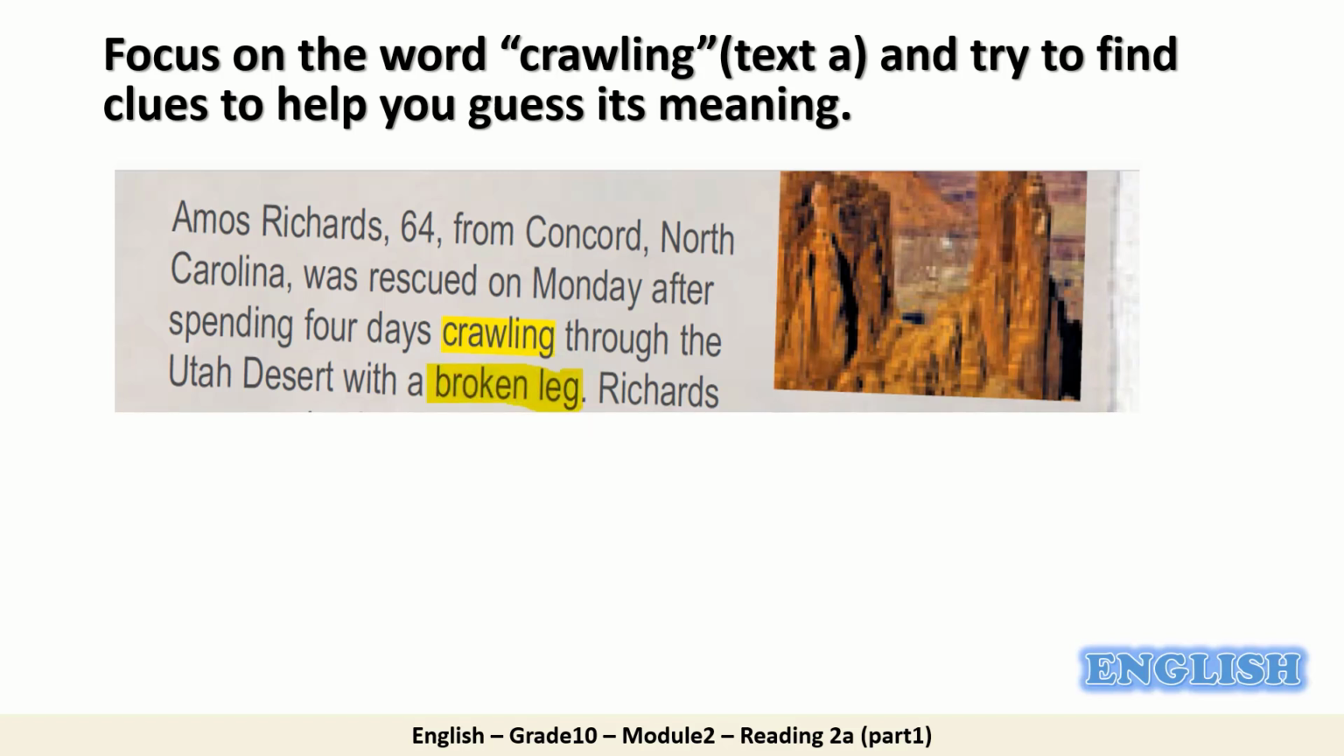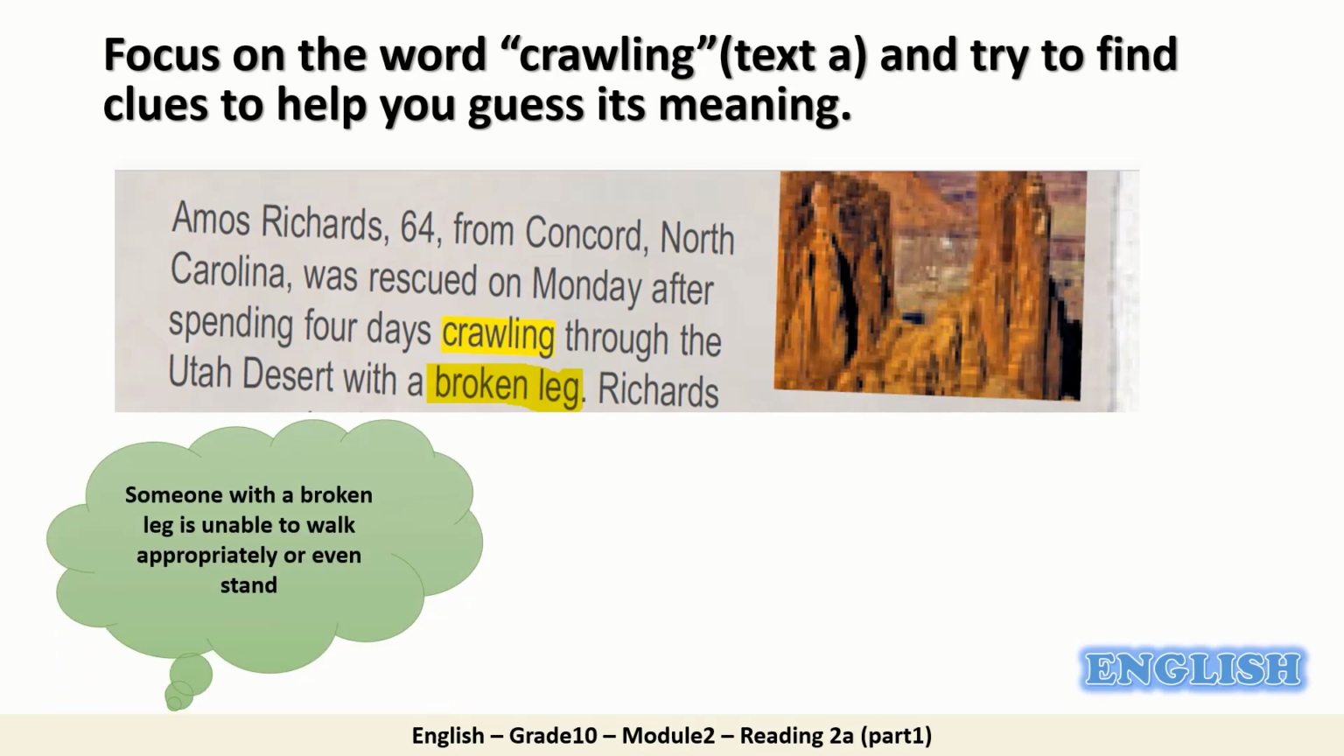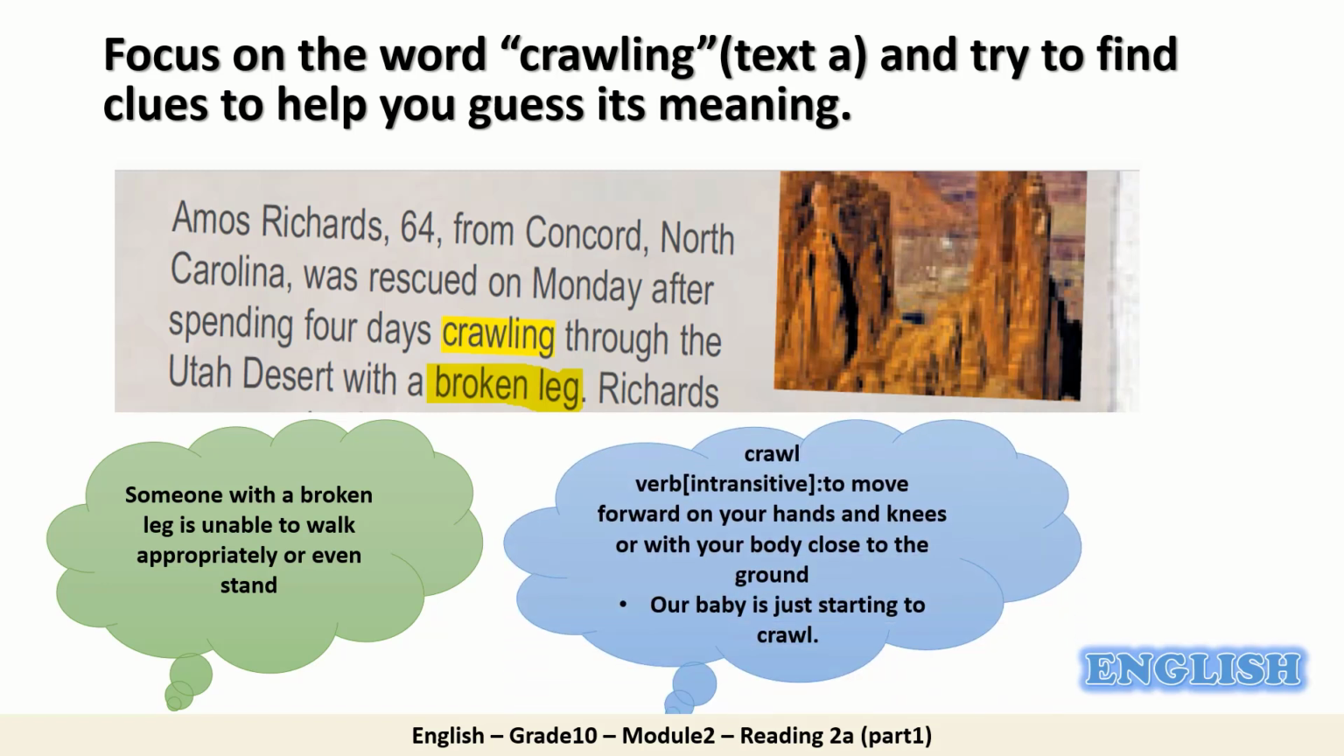Perfect. Can a person with a broken leg walk appropriately? Certainly not. So someone with a broken leg is unable to walk appropriately or even stand. That's why the meaning of the verb to crawl is to move forward on your hands and knees or with your own body close to the ground. For example, our baby is just starting to crawl. Can you imagine now someone who is crawling? Perfect. Now pause the video and try to guess the meaning of the remaining words.